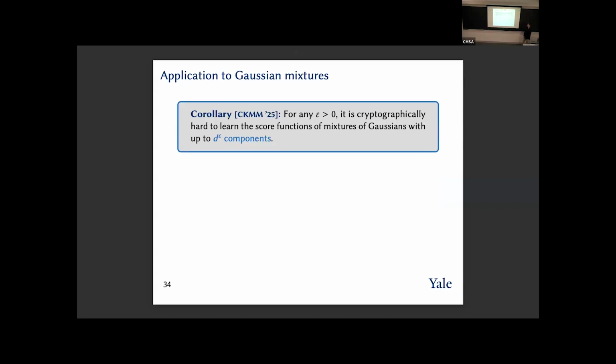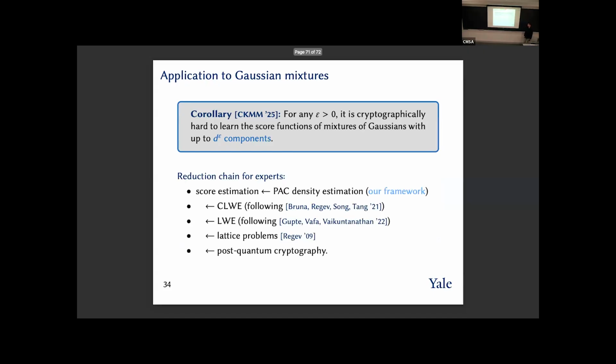Okay, so when you apply this to Gaussian mixtures, you're able to get this theorem. It says that for any positive epsilon, it's cryptographically hard to learn the score functions of mixtures of Gaussians with d to the epsilon components in dimension d. So as soon as the number of components is growing with the dimension, it's cryptographically hard.